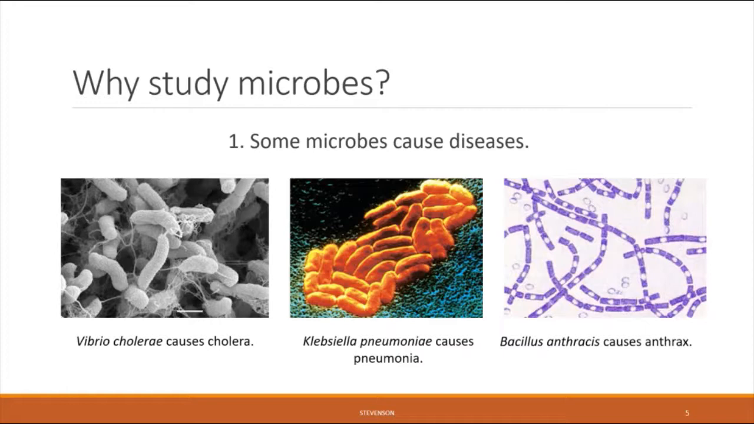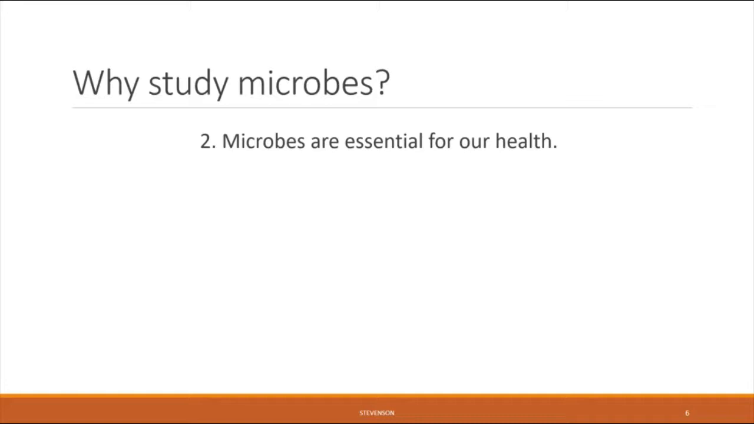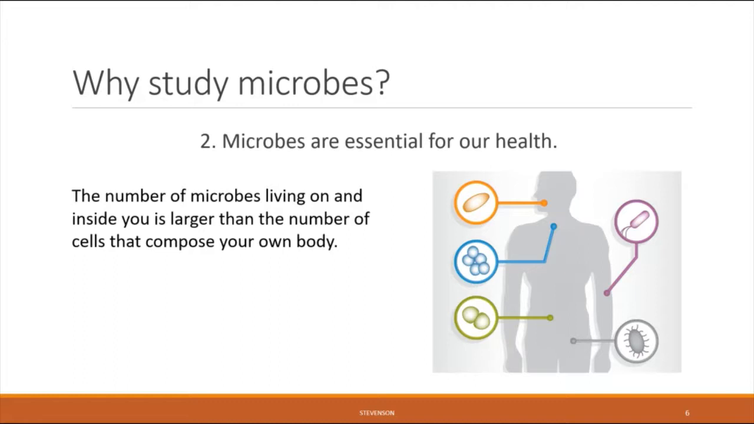be studied. As a counterpoint to that, microbes are also important because although some of them are harmful, others are essential for our health. The number of microscopic organisms living on and inside of your body is actually larger than the number of cells that compose your human body itself. It is estimated that you have somewhere between 30 and 40 trillion cells, human cells, that compose your own body, but that there are well over 40 trillion bacteria, fungi, protists, all different types of microorganisms that live in this mutually beneficial relationship with your body.